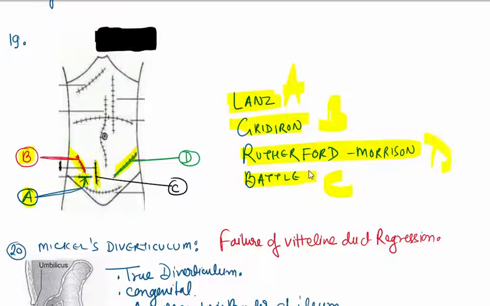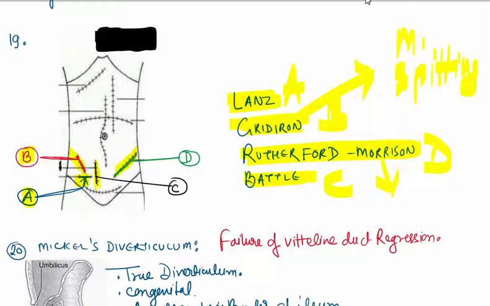So in the gridiron incision, the muscle is split. And the Rutherford-Morrison, what is this? This is a muscle-cutting incision. The muscle is cut here. Okay, next one.